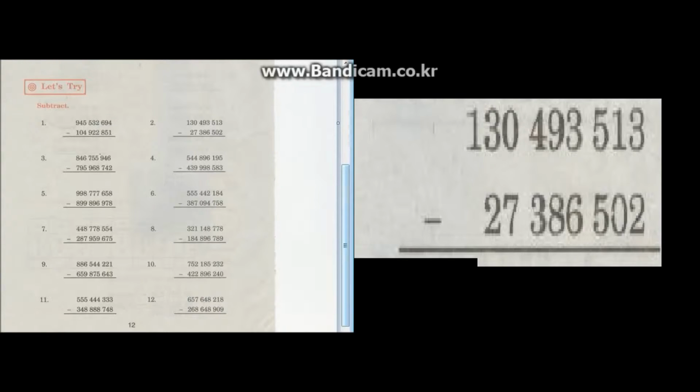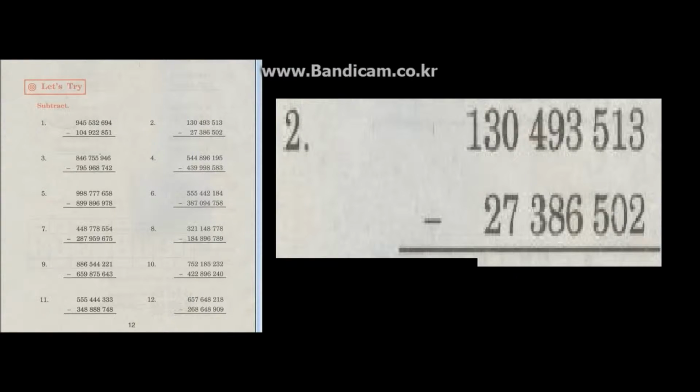Hello, this is Leader Squirrel, and this time I'm going to solve the problems of "Let's Try" at page 12. So let's get started. I select only 3 problems, which are 2, 5, and 12.